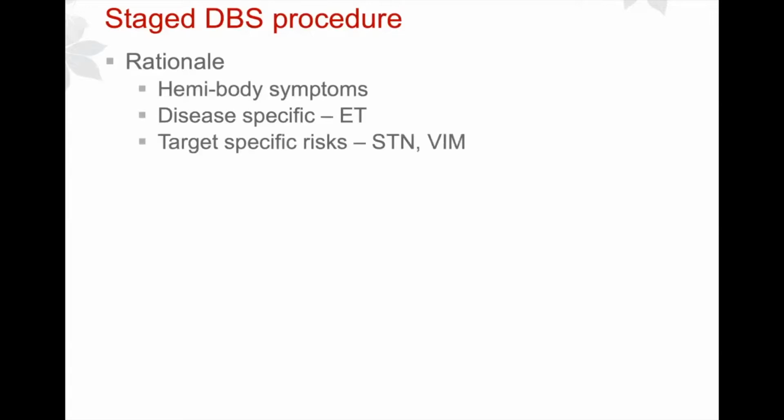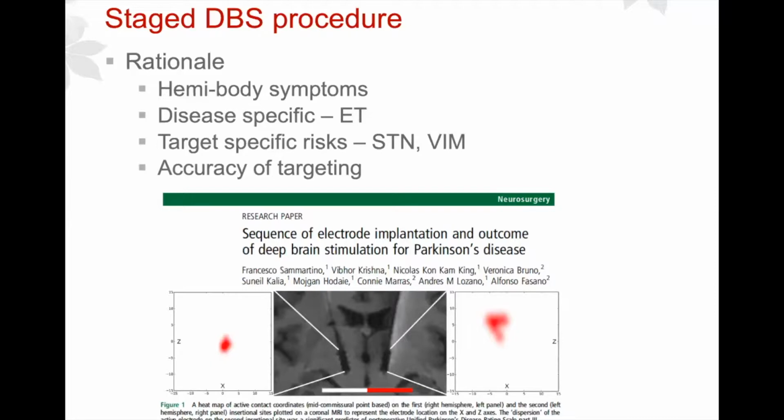And then there are risks associated with different surgical targets. So STN has been described to have cognitive kind of side effects. VIM, more like difficulty with swallowing, difficulty with speech with bilateral procedures, so something to keep in mind. And then accuracy of targeting looks like the second side that we do surgery on tends to have slightly more variability in terms of placement. And this variability may be a predictor of outcomes as well. So something to keep in mind when you're doing the second side surgery in a bilateral procedure as well.